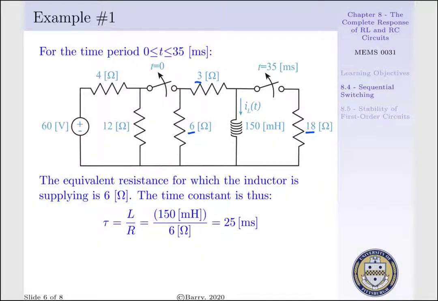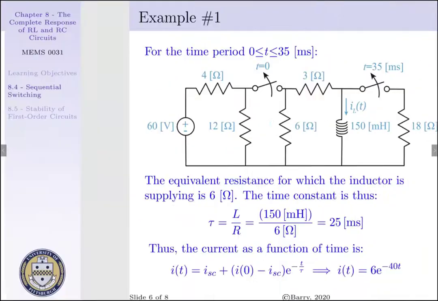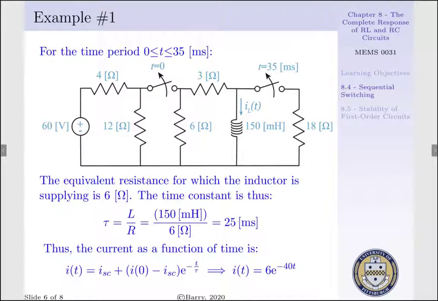Our time constant within this period of 0 to 35 milliseconds is our inductance per the resistance of our circuit, or 150 millihenries per 6 ohms, or 25 milliseconds. Now, the current as a function of time: I of t is equal to I_sc plus (I naught minus I_sc) times e to the minus t per tau. We know I_sc is equal to 0, for we have no source current. Therefore, I of t is equal to the initial current, I naught, which was 6, times e to the minus t per tau. This means our current is equal to 6 e to the minus 40t.